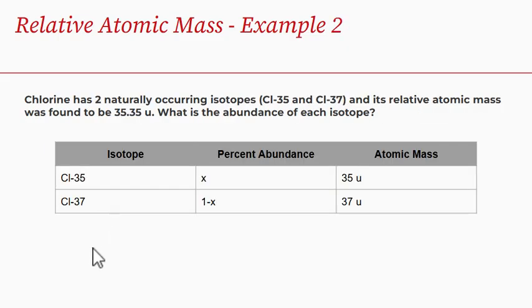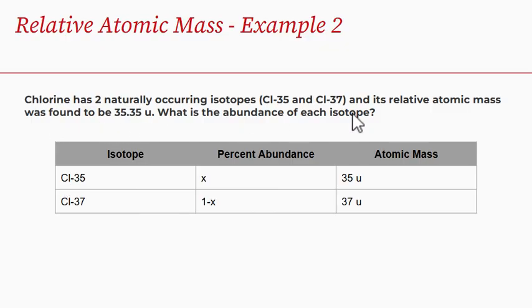Here is a second example. We have chlorine that has 2 naturally occurring isotopes, chlorine 35 and chlorine 37. Its relative atomic mass was found to be 35.35 U. What is the abundance of each isotope?